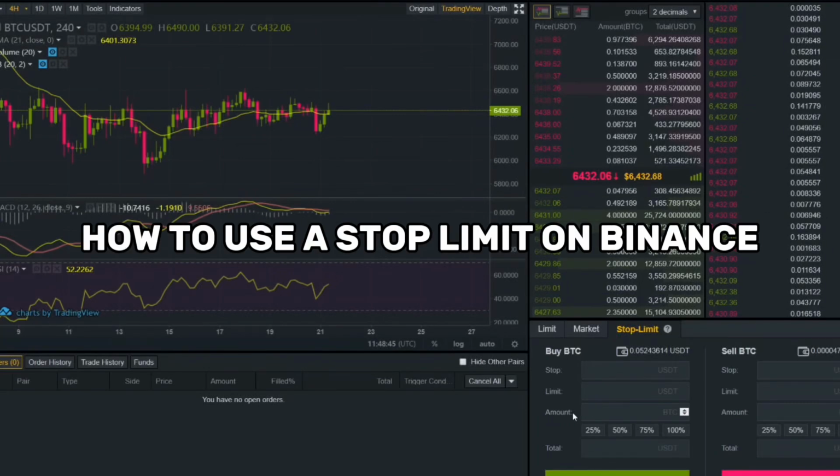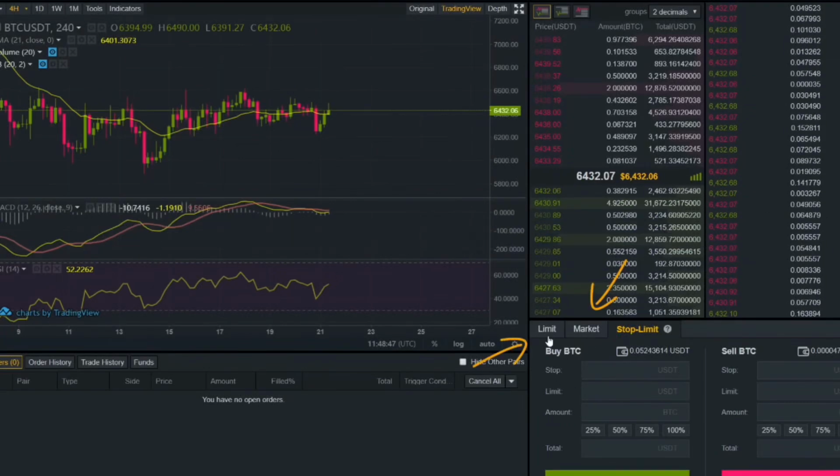Ever wondered how to use a stop limit or stop loss on Binance? In this guide, we'll explain these important trading tools and show you how to use them effectively to protect your investments and manage risks while trading crypto.